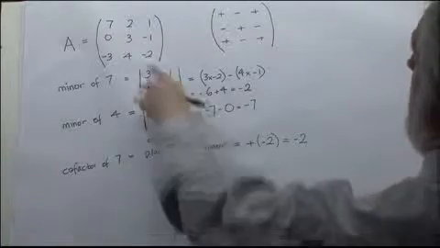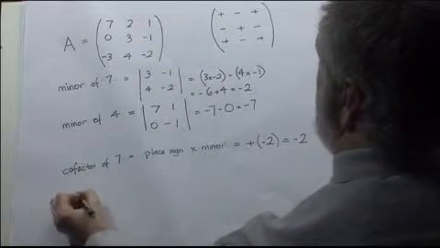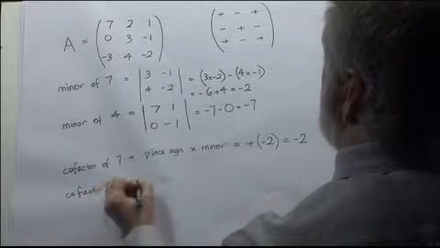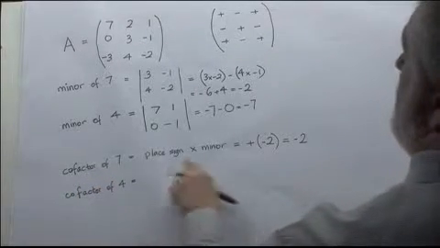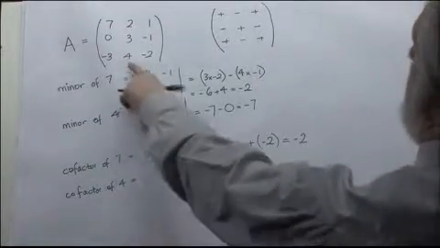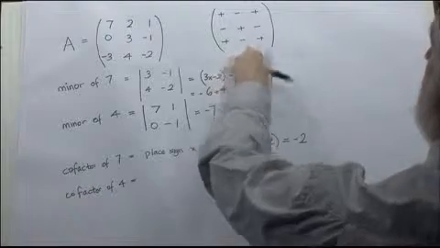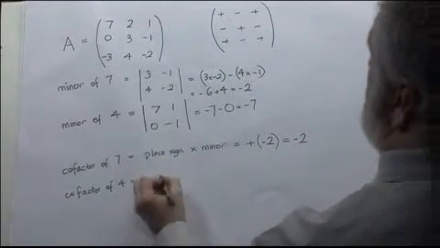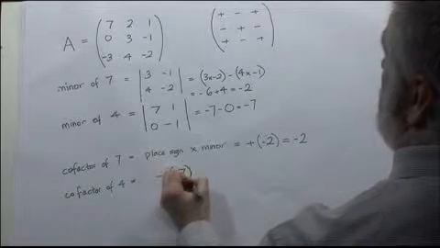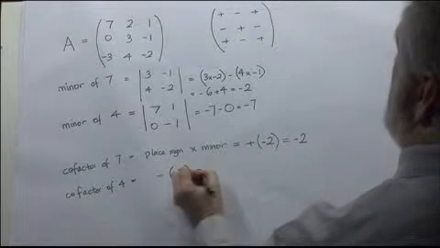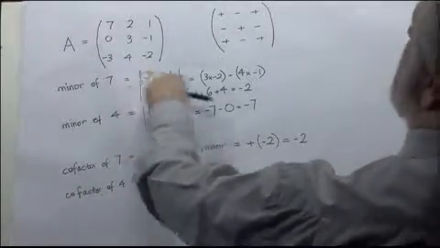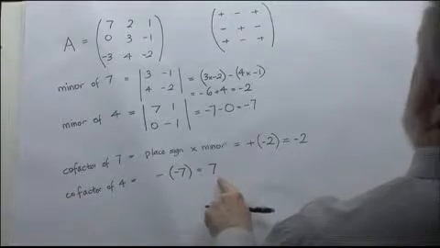And if we take the element 4, the cofactor of 4 is equal to its place sign times its minor. So the minor of 4 we saw was minus 7. The place sign is a minus. So we want place sign minus times the value of the minor, minus 7. So minus minus 7 is plus 7. So the cofactor of element 4 in this matrix is 7.